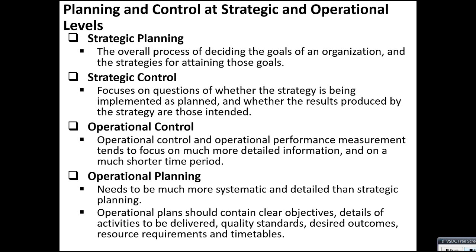Now we come to planning and control at strategic and operational levels. These are the types of strategies and operations. Strategic planning is the overall process of deciding the goals of an organization and the strategies of attaining those goals. In a simple way, these are the strategies by which we will work, this is the right way for us to work, and we will be able to achieve the objective. This is the simple way. Goals, these are your objectives.